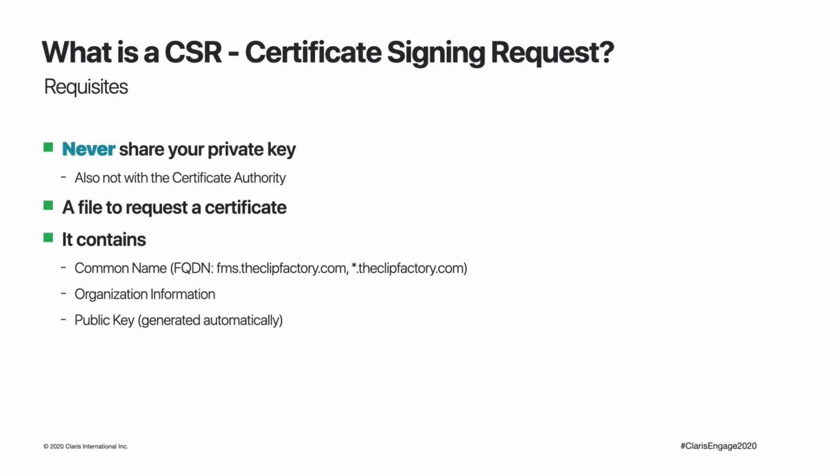So it's a simple file that contains the request. It contains the common name and some other properties, the organization information, if valid, and a public key. And that public key is generated by the private key. With all this information, the certificate authority is able to generate your SSL certificate.